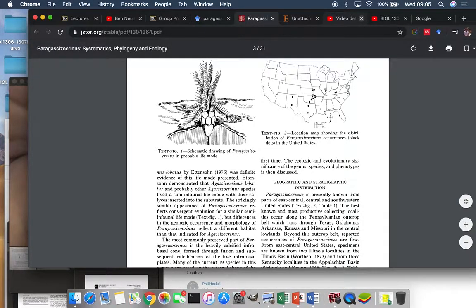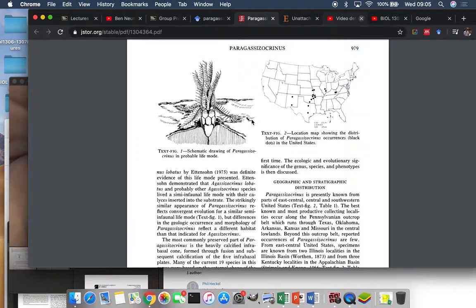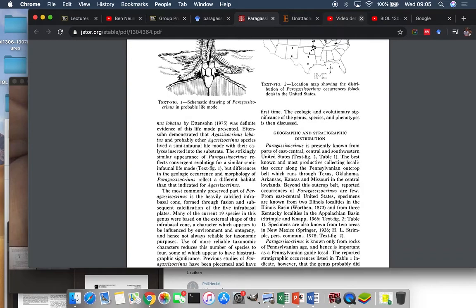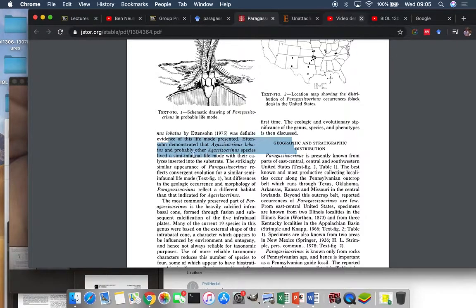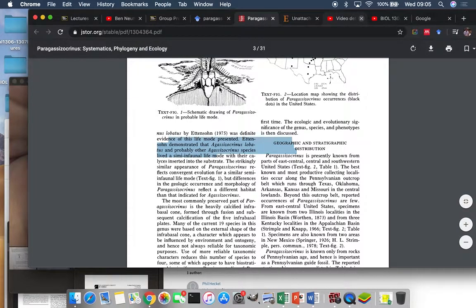So we had arms that laid out, something like that. And you know what? If you get one of these and it happens to show a nice picture like this, that's golden and you got really lucky. We got lucky in this one. You may not have this. You may have to put it together from description. For descriptions, you're going to be looking for things like life mode: probably lived a semi-infaunal life mode. That should be semi, S-E-M-I, maybe written by somebody in a different country, who knows, or it may be a typo. Anyway, infaunal means buried, like stuck in the dirt on the bottom of the sea.